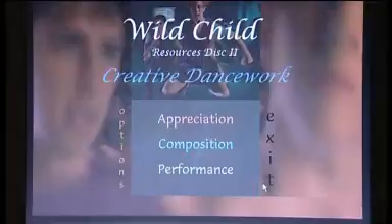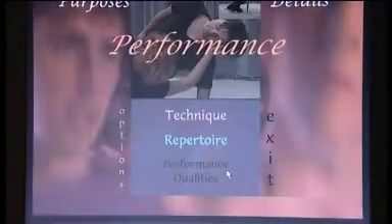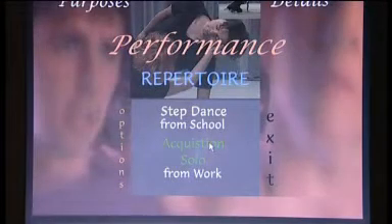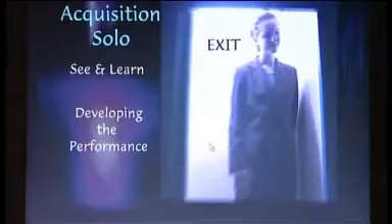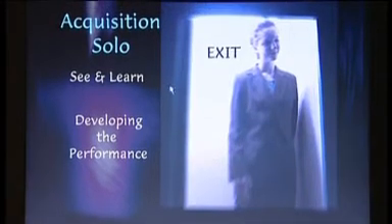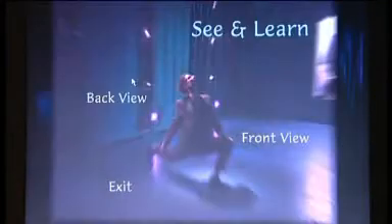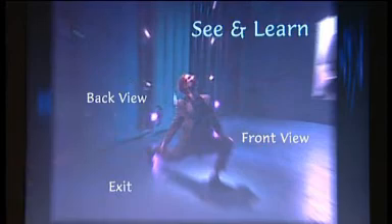The disc we've got here, though, has lots of dance clips that children can watch and imitate. Now, I found some good ones for primary children under the performance section, and so we'll have a look in here. We'll go to the repertoire and then acquisition solo. Now, there are two sections here, and this is mirrored throughout the disc. The first one is where children can watch and learn about a particular movement. And the good thing about this is we have two views. So we're going to watch it from the front first.